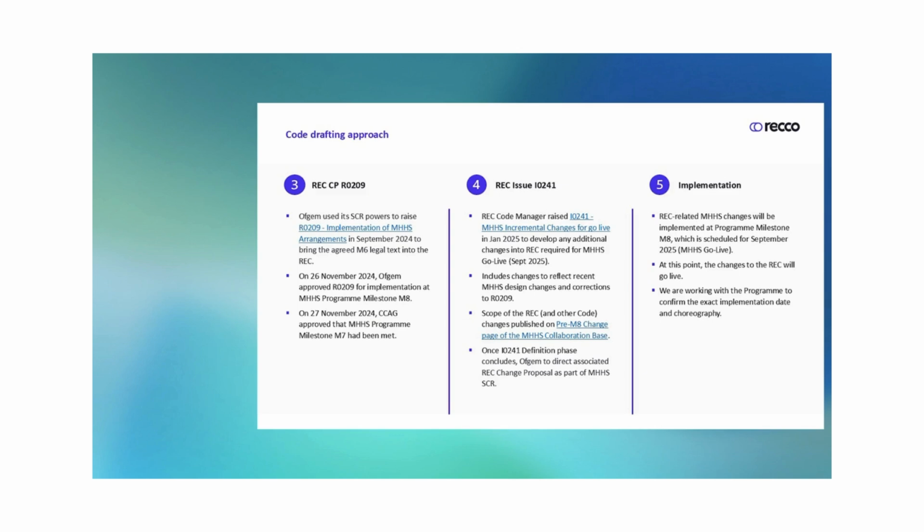Following that programme endorsement of the REC legal text, this was then taken into the REC change management process, with Ofgem using its significant code review powers to raise R209. Ofgem uses its significant code review powers to coordinate complicated cross-industry changes across all impacted codes. R209 was approved in November of last year, and that allowed the programme to tick off one of its milestones, M7. Keen students amongst you will have noticed that R209 was approved last year, based on legal text that was agreed in the summer of last year.